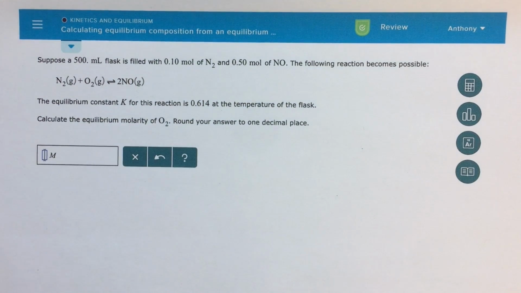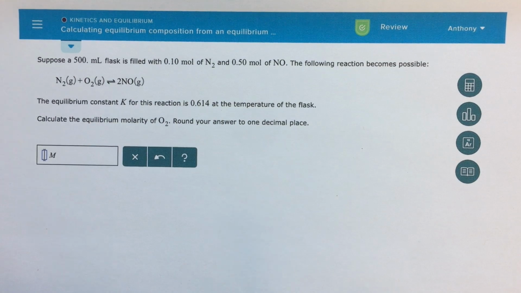All right, so this is an ALEKS topic that's called calculating equilibrium composition from an equilibrium constant. And this is a really good basic ICE table equilibrium constant type problem. The one aspect about this problem that is sort of more difficult or confusing is that we're going to have to solve for x exactly.